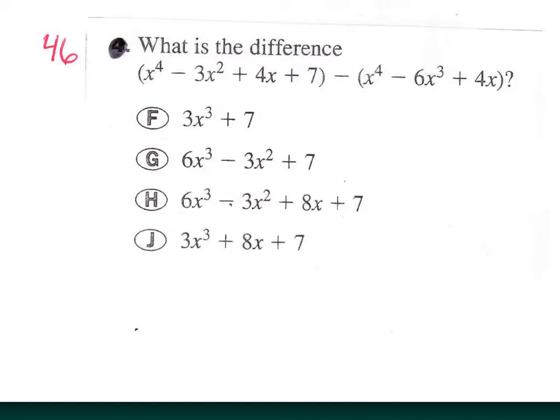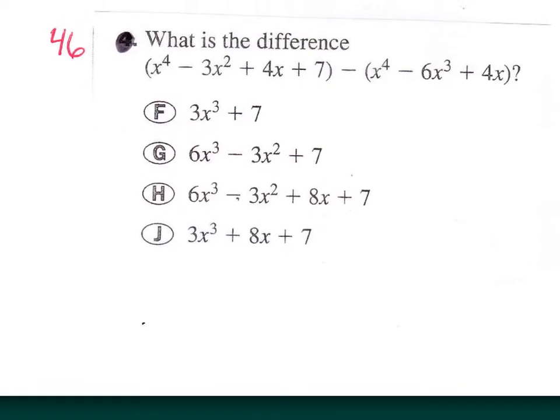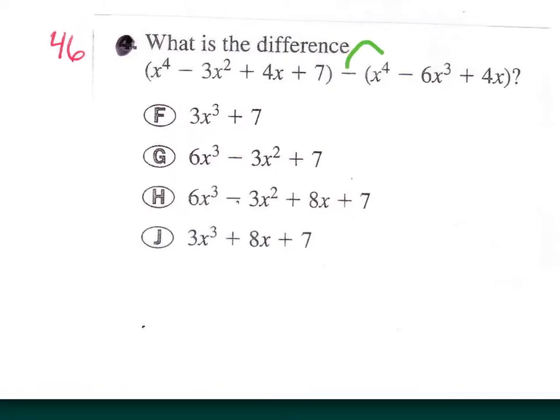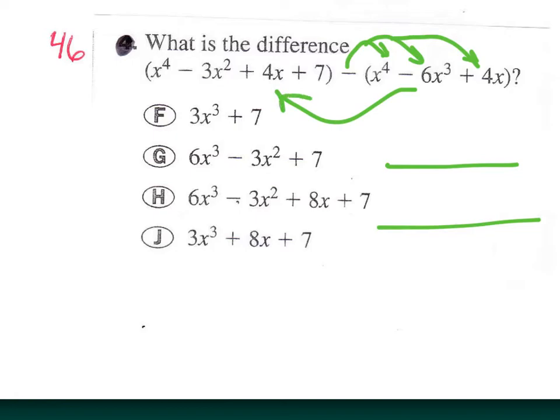On number 46, we've got another difference problem. Again, we need to make sure you distribute that negative into everybody first. Stack them up on top of each other, put him underneath that one. Line up the powers in the correct order, and then combine all the like terms going down and simplify.